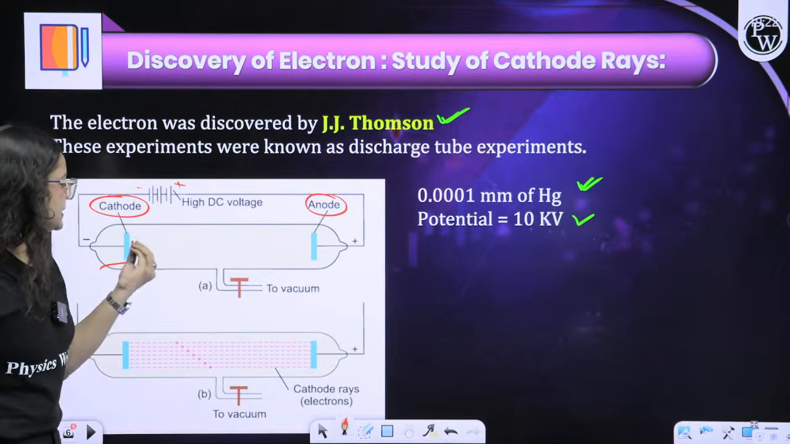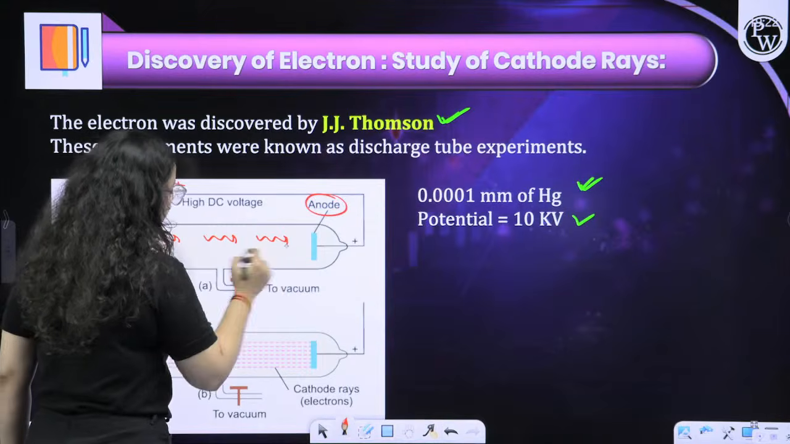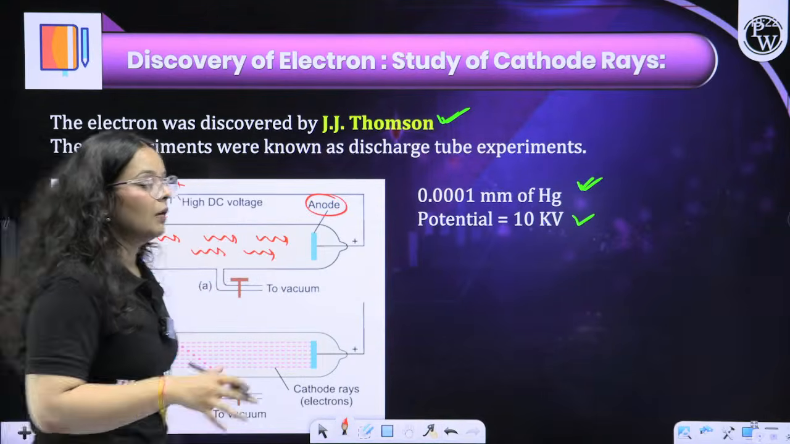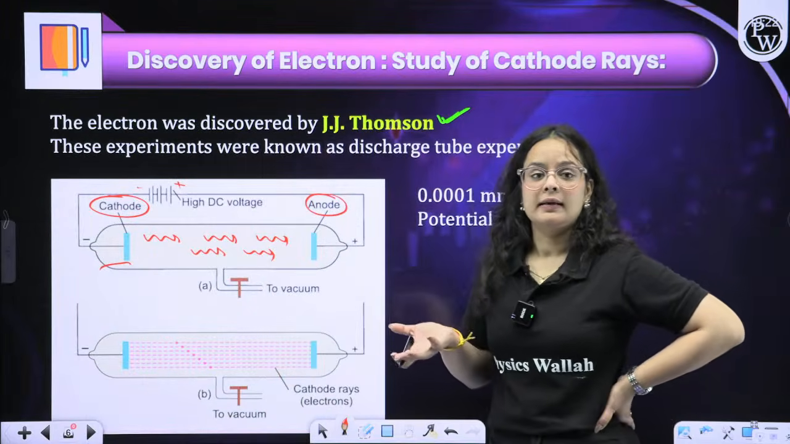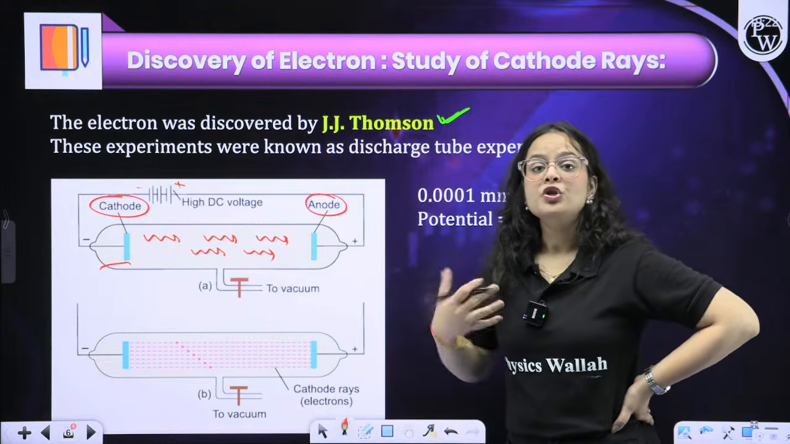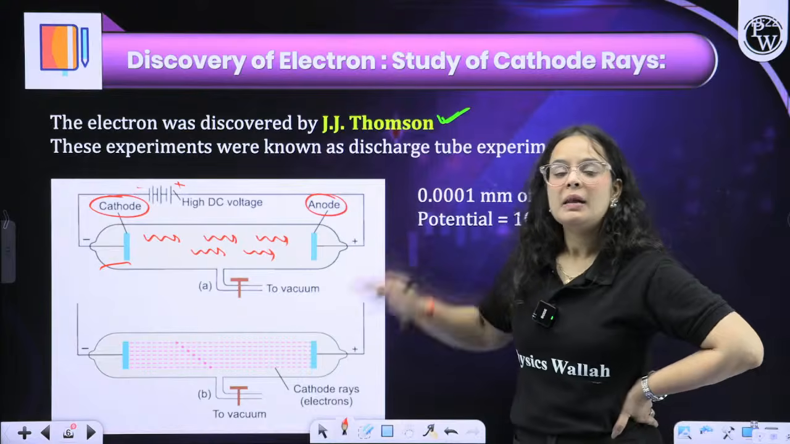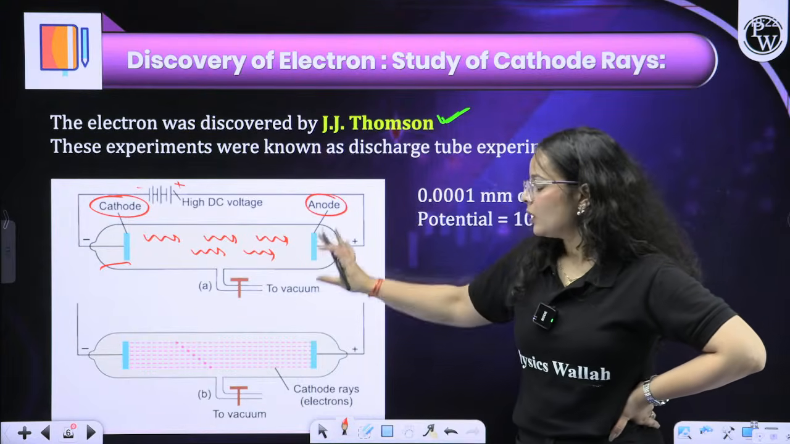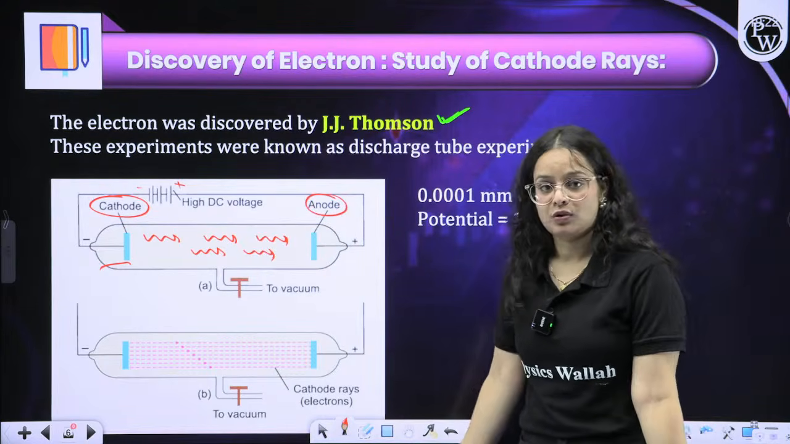So some particles travel from the cathode portion and move toward the anode portion. Now, what is the nature of these particles? So these basically are electrons. Ma'am, how are you assuring that these are electrons? Okay, what are the properties of it? There were numerous experiments operated over this cathode ray tube.